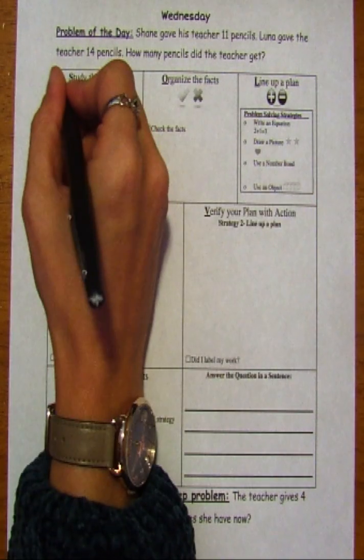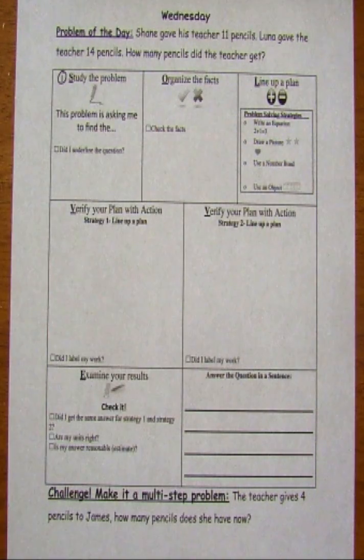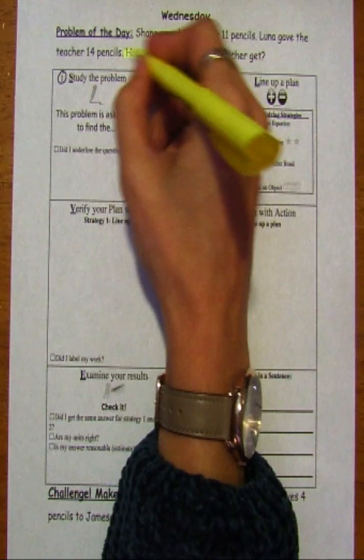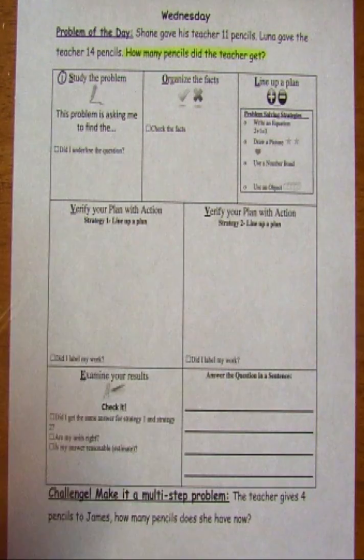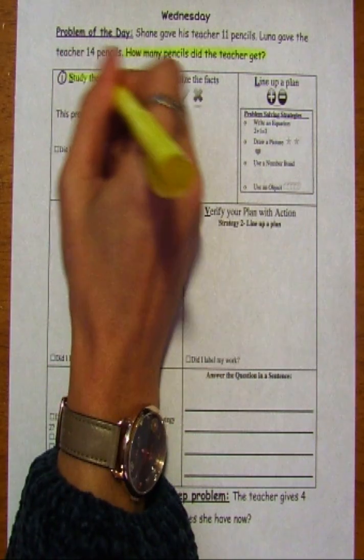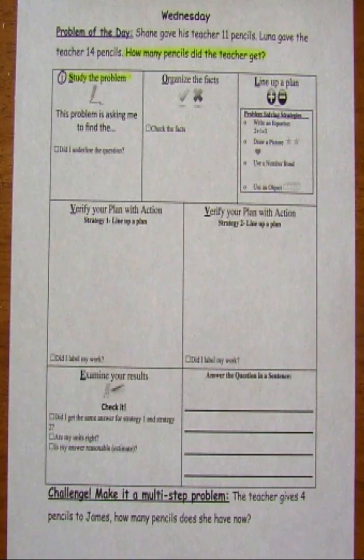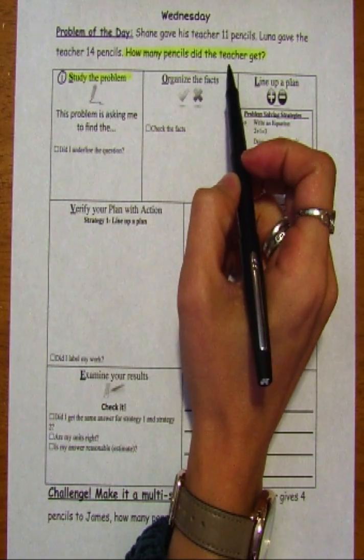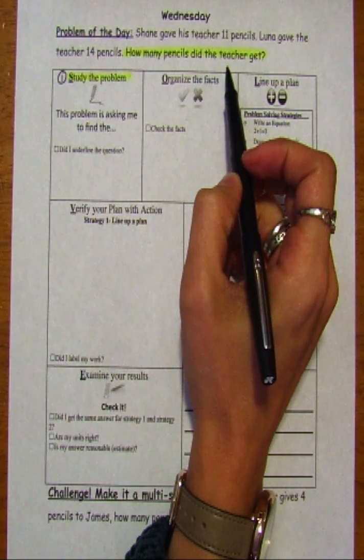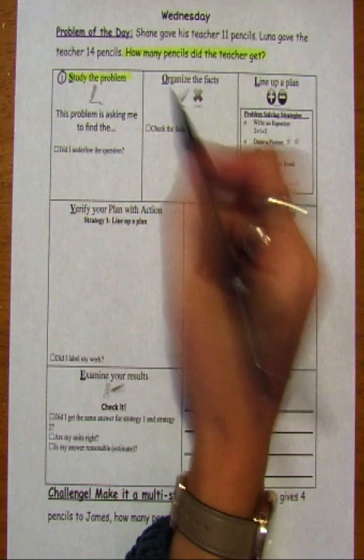First step, I'm going to study my problem. Now, the question is how many pencils did the teacher get? So that is my question. I studied the problem. So she's getting some pencils from Shane, some from Luna. I'm trying to figure out how many she gets from both of them. Now let me organize the facts.